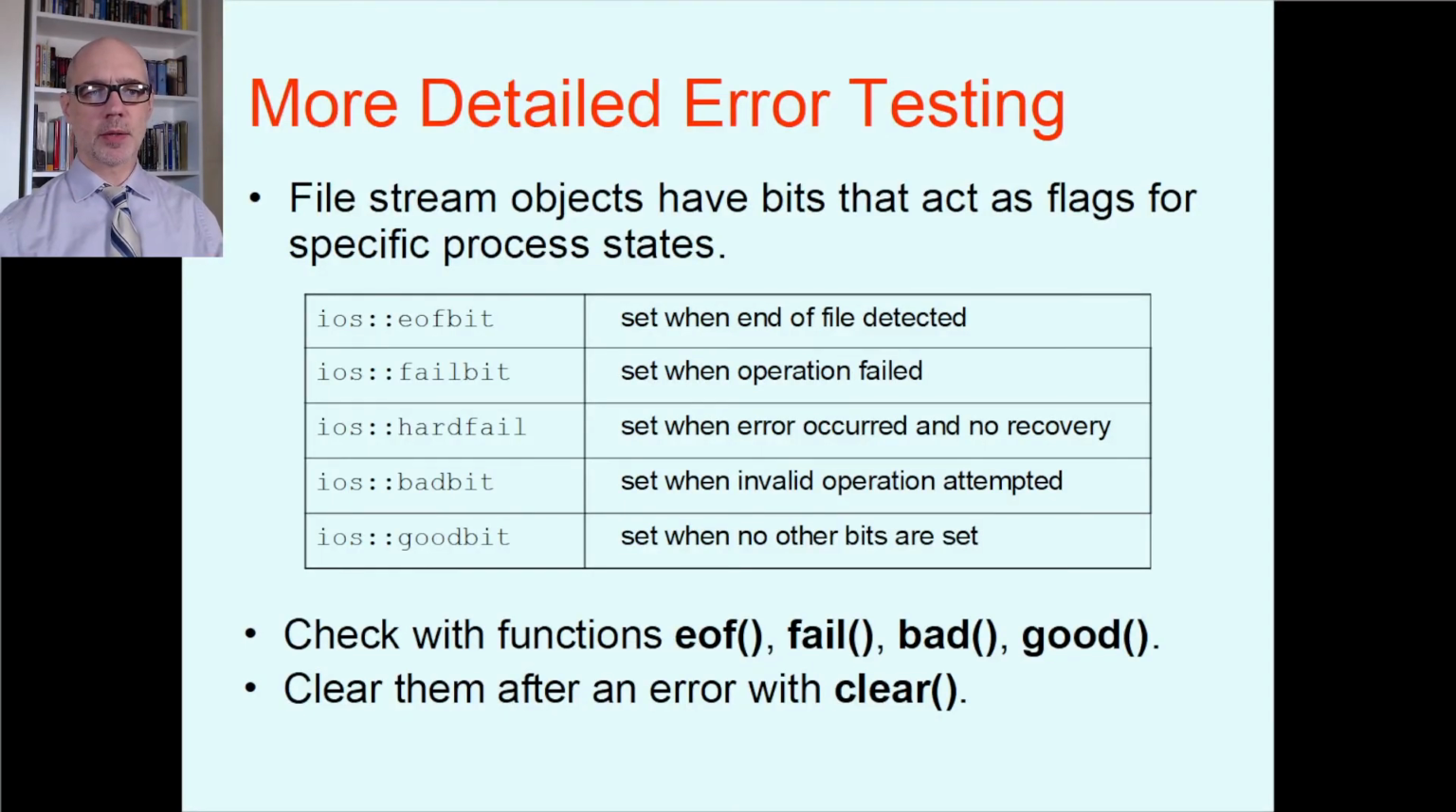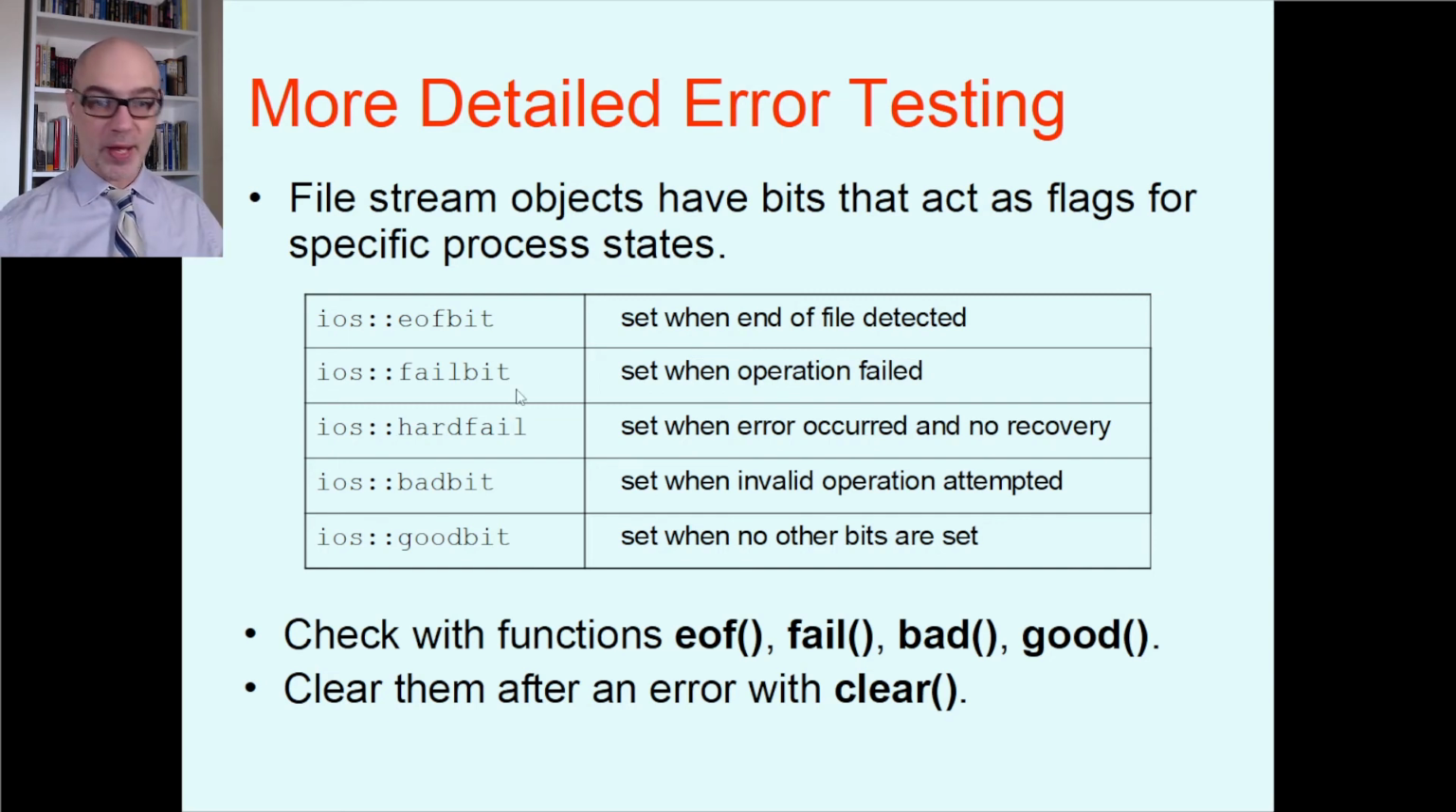And here's some more details about how file stream objects manage their state and keep track of whether they've got errors happening or not. Among the many pieces of data that file stream objects have inside them, they have these specific bits that act as flags, true or false, for specific process states. For example, they have a bit called the EOF bit, which tracks whether you've seen the end of the file or not. That's actually what you're testing when you call the EOF function, is whether that bit is in a 0 or a 1 state, as a matter of fact.